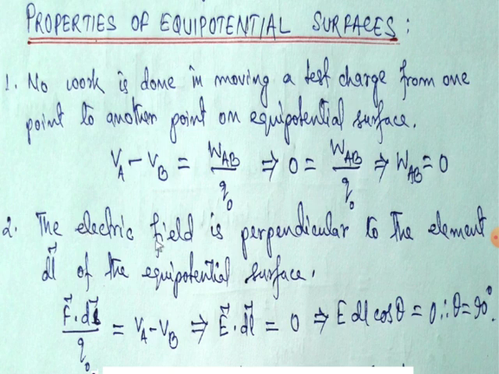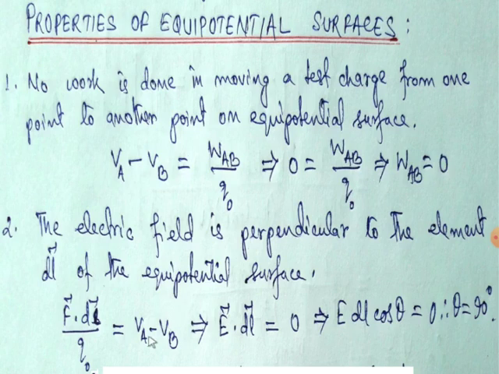Number 2, electric field. As I said, the electric field and equipotential surfaces are always perpendicular to one another. The electric field is perpendicular to the element dl of the equipotential surface, where dl is a line drawn on that equipotential surface. If you want to find the work done, then F dot dl is the small work done, and small work done divided by Q naught is equal to the difference in potential.